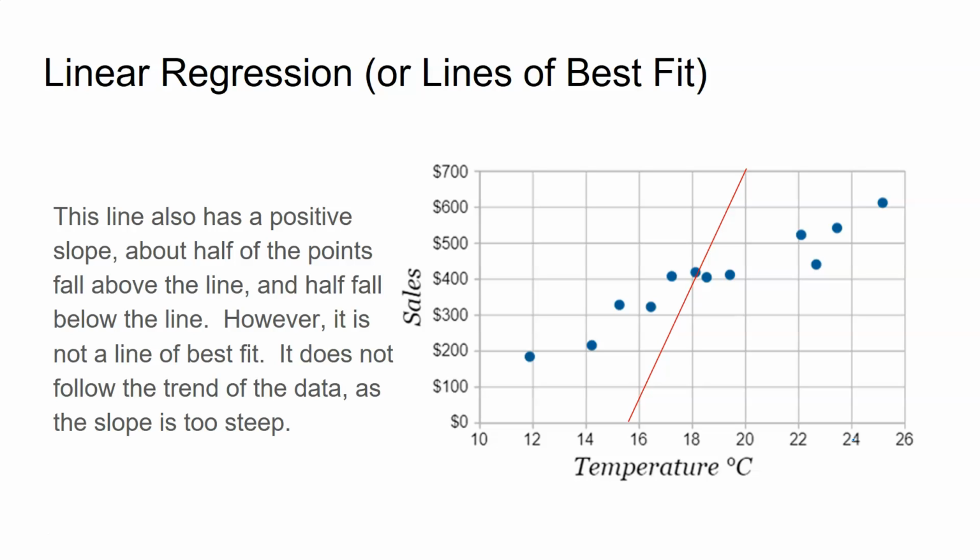This line also has a positive slope. About half the points fall above the line and half fall below the line. However, it is also not an appropriate line of best fit. It does not follow the trend of the data as the slope is too steep.